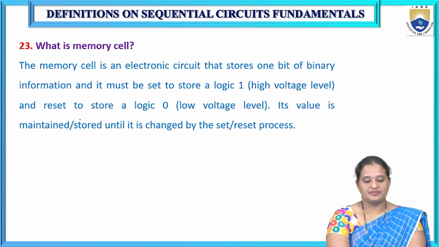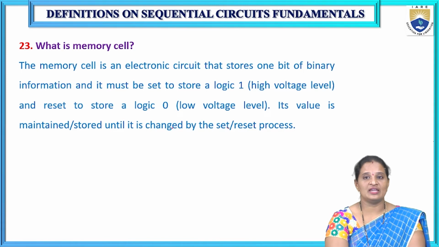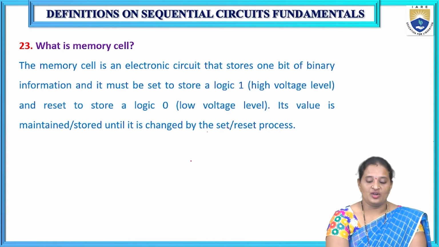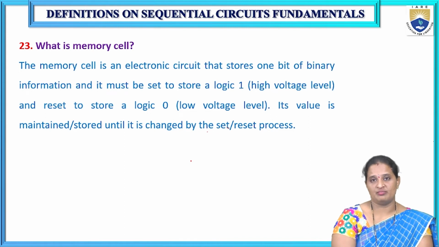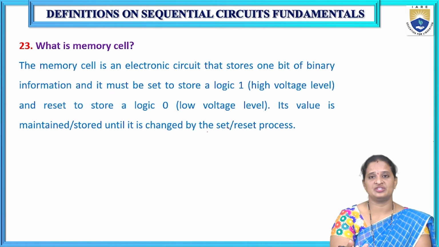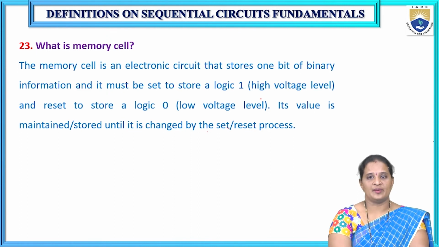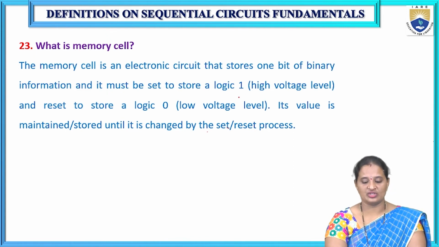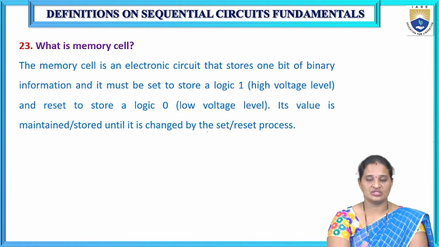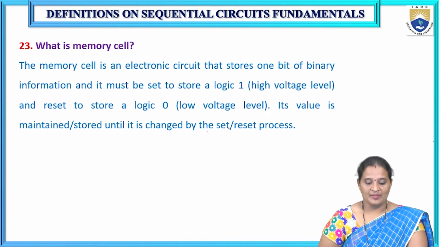The value is maintained or stored until it is changed by the set or reset process. Whenever there is a change in the input, only then can it change the state of that memory cell. So if the memory cell is given logic 1, it just stores logic 1. If it is given logic 0, it just stores logic 0. So this is a memory cell.